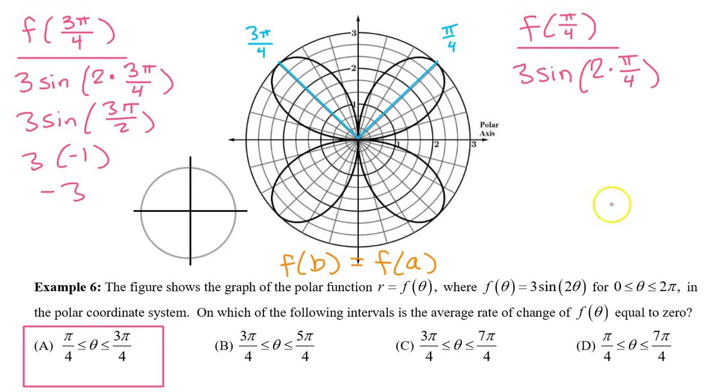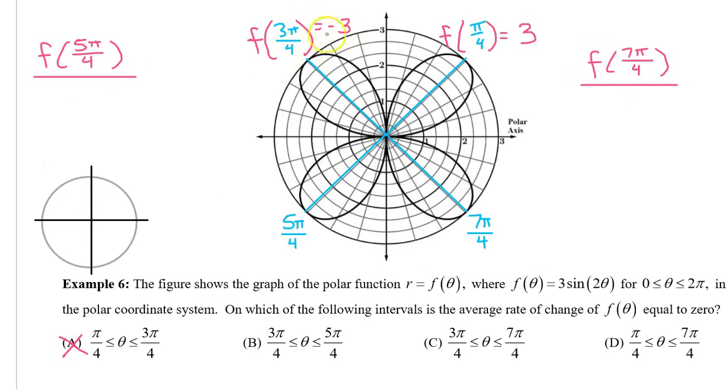Similarly, substituting pi over 4 in for theta gives 3 sine 2 times pi over 4. 2 pi over 4 simplifies to pi over 2. So this is 3 sine pi over 2. Pi over 2 is right here on the unit circle. Sine is the y value. The y value is positive 1. So this is 3 times positive 1, which is equal to 3. f at 3 pi over 4 is not equal to f at pi over 4. So the average rate of change will not be 0. A is not the answer.